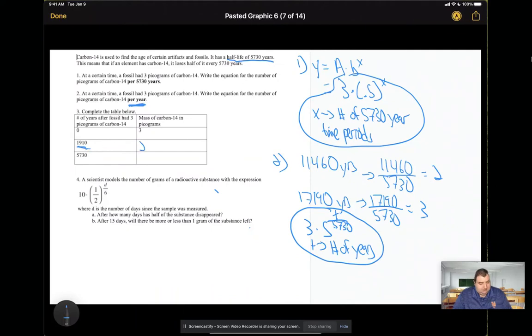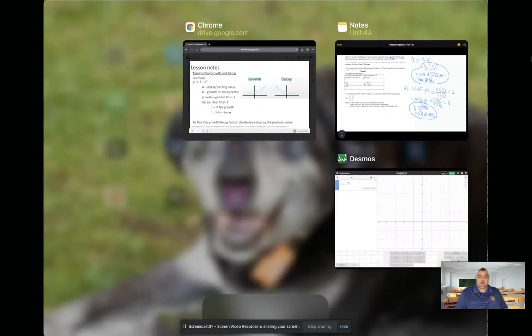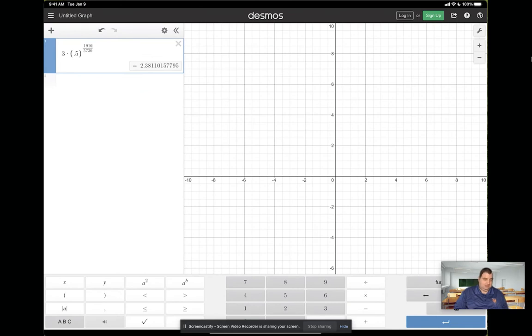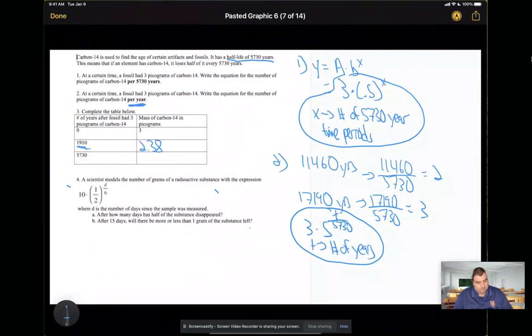So the mass is 2.38. And then if I want to figure out the mass after 5,730 years, I can plug in 5,730 for t. So let's do that. 5,730 for t, and my mass is going to be 1.5. So that's the answer to number 3.